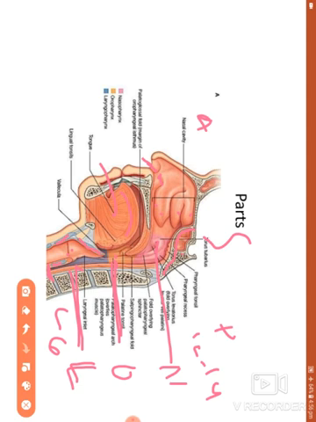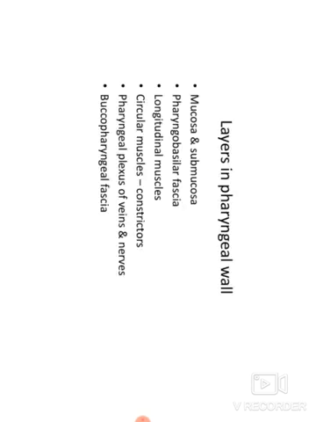It's a passage for air only. The oral cavity and nasal cavity are separated by the hard palate. Behind that we'll get a muscular structure, the soft palate, which is made up of some 5 muscles. Then the oropharynx is a passage for both air and food. This is the larynx. Behind that we'll get the laryngopharynx. The laryngopharynx is a passage for food. So these are the parts of the pharynx.